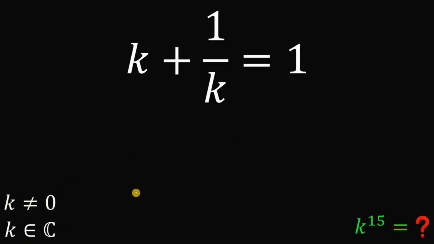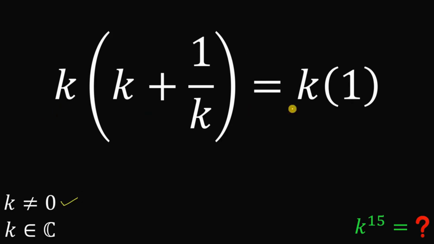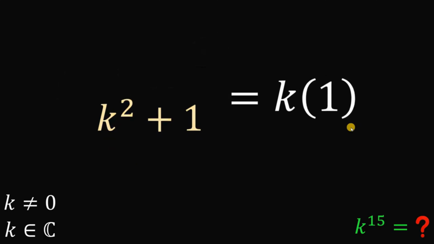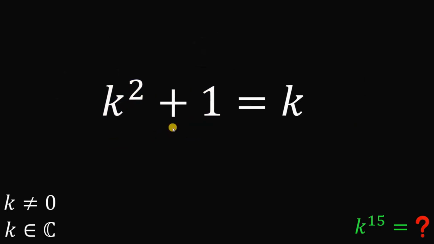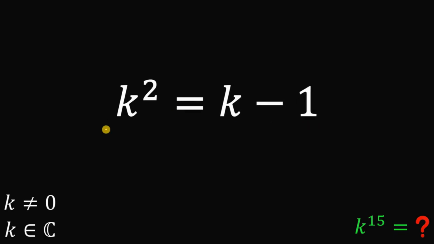Alright, so we know that k is not equal to 0 because what we're going to do is to multiply both sides by k. Since k is not equal to 0, we are not multiplying both sides by 0. So this is legal. Now on the left-hand side, this is just k squared plus 1, and on the right-hand side, this is just k. Next, if we want to solve the value of k squared, just subtract 1 on both sides. So k squared equals k minus 1. Now, let's set aside a copy of this result.